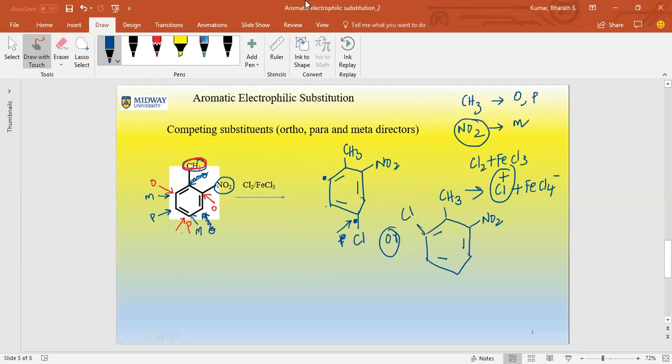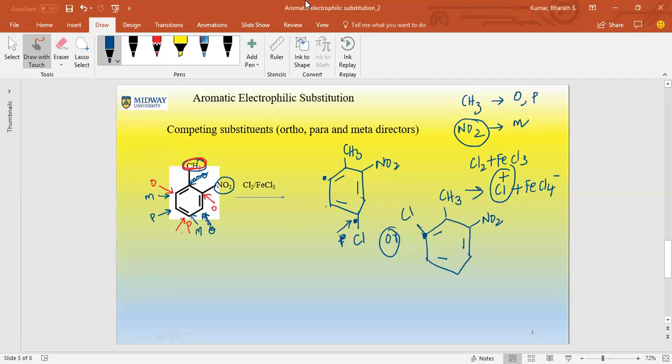At this point, you don't need to even worry if it's ortho or para with respect to the methyl, because NO2 is a larger group and it wins the race. So you only have to give preference to the NO2. These are the two meta positions. So that's where the Cl would go. So I've attached one of the Cl to this dot and the other Cl here.